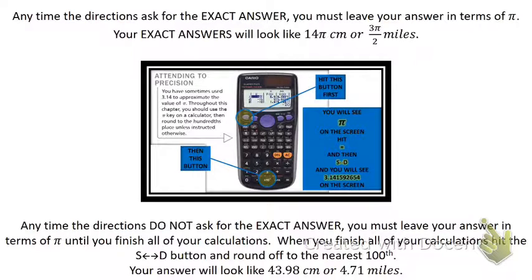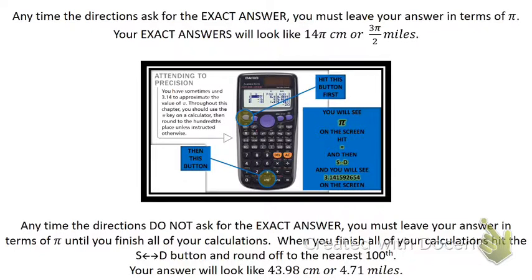Anytime the directions do not ask for the exact answer, you must leave your answer in terms of pi until you finish your calculations. Do not round off. Leave the pi symbol on the screen. When you finish all of your calculations, hit the SD button and take the decimal on your screen and round it off to the nearest hundredth. If they do not ask for the exact answer, then your answers will look like 43.98 centimeters or 4.71 miles.